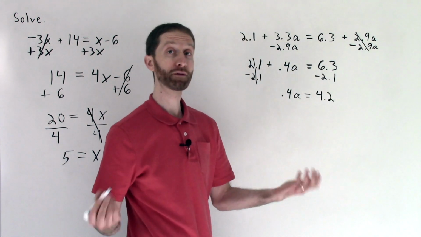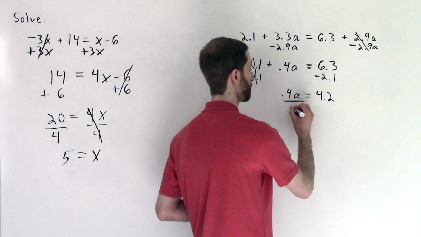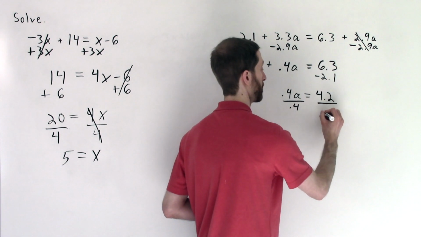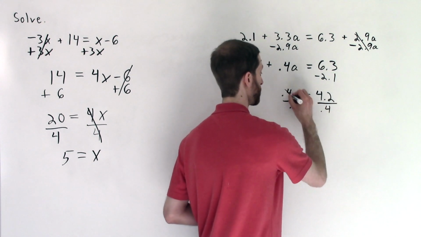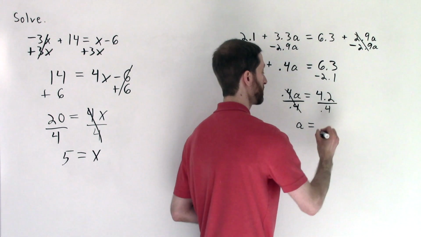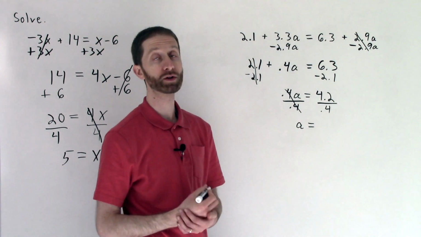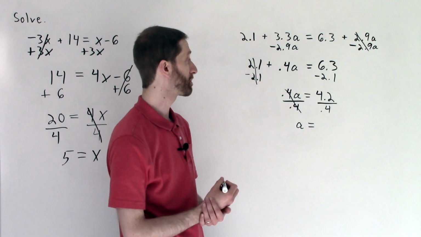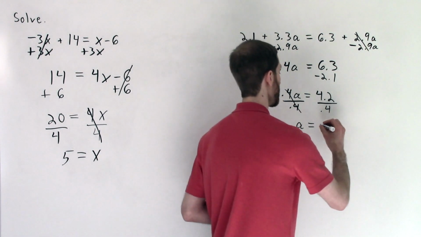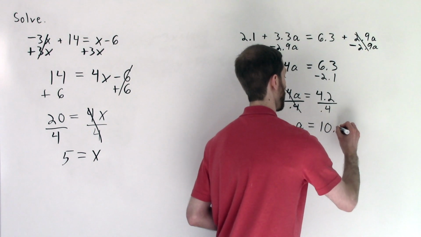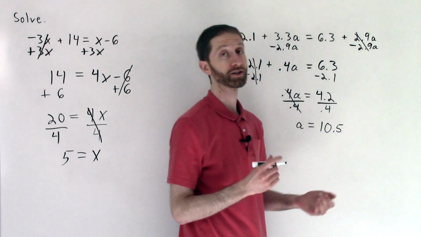Now we want to undo 0.4 times a, so we divide by 0.4 on both sides. And we're left with the a isolated, which is what we wanted, and 4.2 divided by 0.4, you can either do that with a calculator, or with some mental math, however you want to do it, you end up with 10.5. And that is your answer.